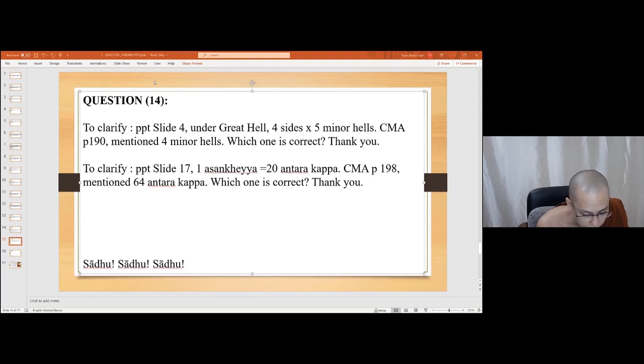So where is that, the 64 antara kappa? Page 198 explained that. So 20 antara kappa equal one asankhya kappa. I cannot find the explanation of 64 antara kappa about that. Okay, please check again. Actually, the first one, one asankhya kappa equal to 20 antara kappa, is mentioned on page 198 of the Comprehensive Manual of Abhidhamma. Okay.